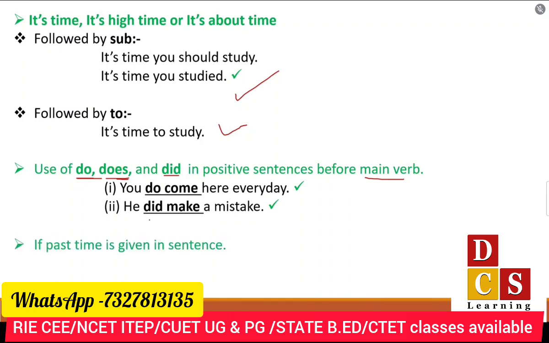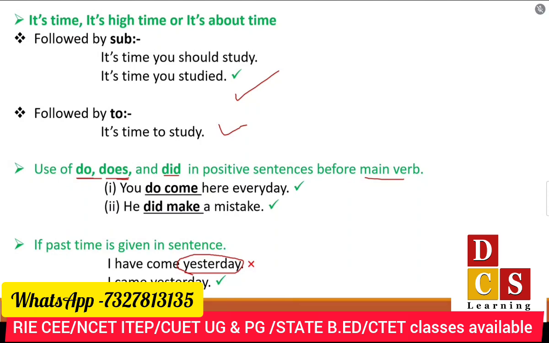Next, see if past time is given in a sentence. Okay, so take "I have come study". This is past time, so in place of this, directly we can write I came study, the past form of the verb. I came study. Yes or no?